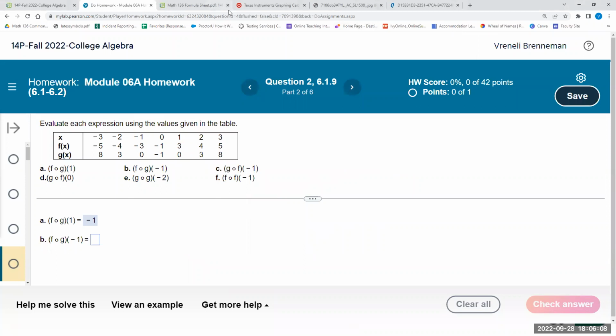So you just have to take it one step at a time. It's going to have that two levels of process. f of g of -1, starting with the g of -1. So -1 is x. Then what's g of x? I find the -1 in the x row, find the g of x that corresponds to that, and that's 0. So now I replace g of -1 with 0. Now I'm looking for f of 0. I find 0 in the x row and find the f, and that's -1.